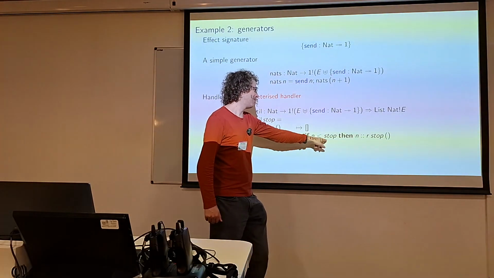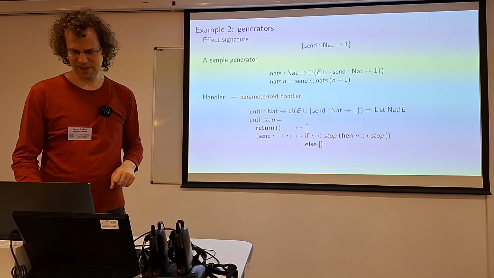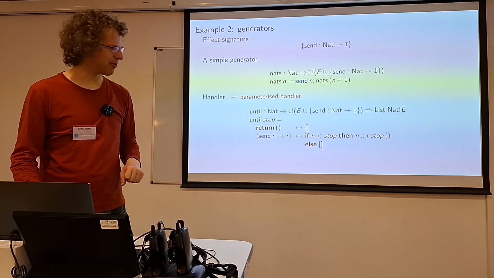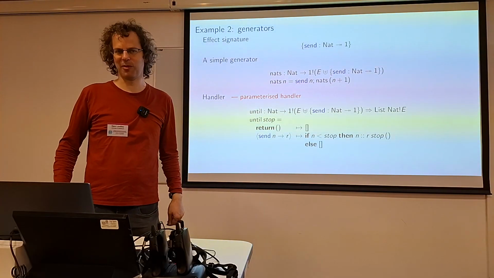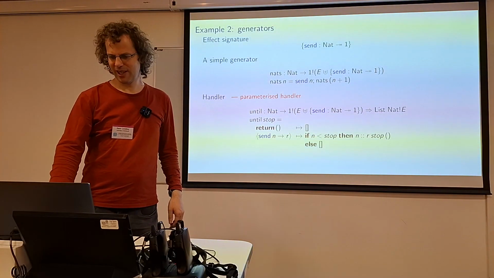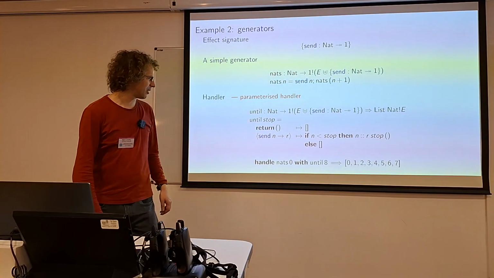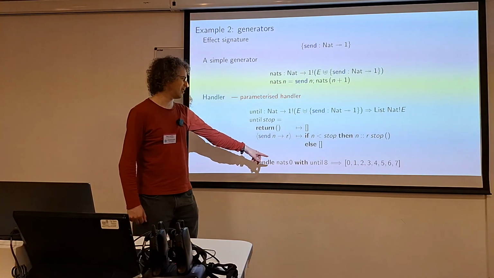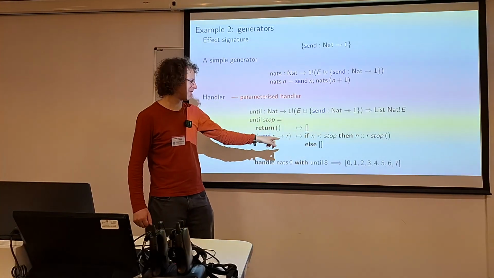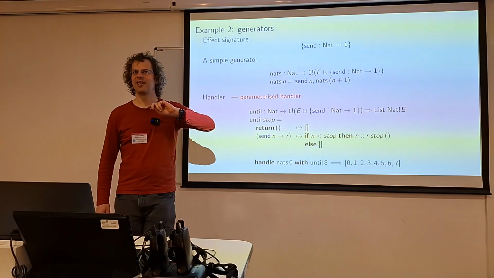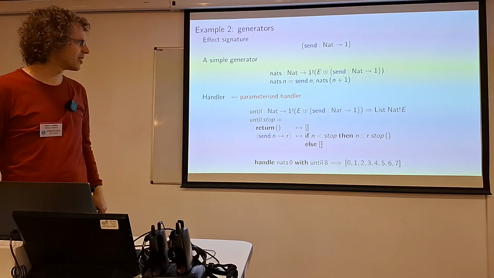And then, if you reach stop, you stop doing this. I guess if we didn't have something like this, it would never terminate. You'd be generating an infinite list. But as an example, if we try to handle nats of 0 with until 8, then sure enough, we get the list 0 up to 7. So, question? Let's see how the comparison matches up there.